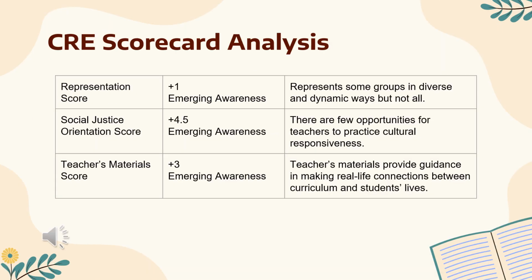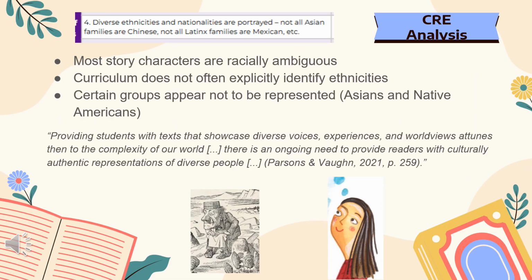Our culturally responsive education scorecard analysis gave the curriculum an emerging awareness score in all 3 categories. Some of our key findings were, for the representation score, we felt that the curriculum represents some groups in diverse and dynamic ways, but not all. For the social justice orientation score, we felt that there were few opportunities for teachers to practice cultural responsiveness. And for the teacher material score, our key finding was that teacher materials provide guidance in making real-life connections between curriculum and student lives.